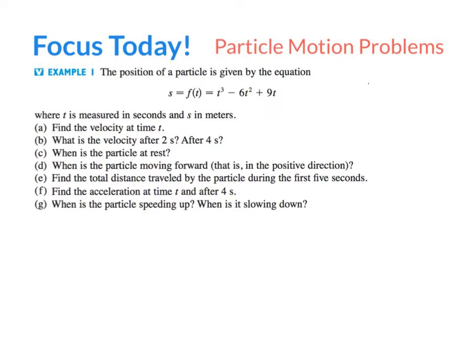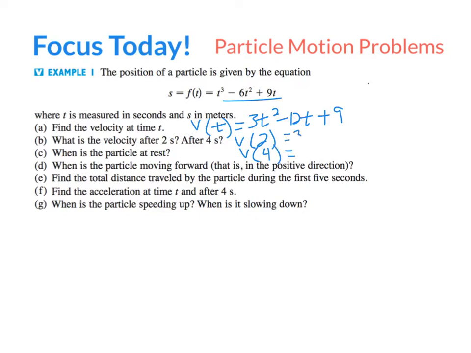So the first question says find the velocity at time t. Well, that just means find the equation of what velocity would be. And velocity, remember, is the derivative of position. So by simple power rule, it ends up being 3t squared minus 12t plus 9. So part A is done. Part B says, what is the velocity at 2 seconds and at 4 seconds? This means we would be subbing in 2 and subbing in 4 to get our answer for B.